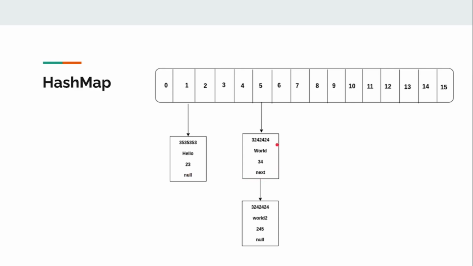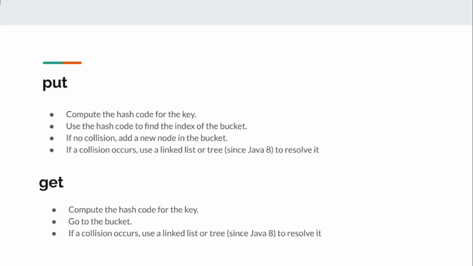Okay. At the sixth position, that is the fifth index, there are two objects. So the first world's next pointer is pointing towards world2, right? Because there are two values stored with the same hash, right? So this is what HashMap is. Okay. Now let's see how put and get operations are done.